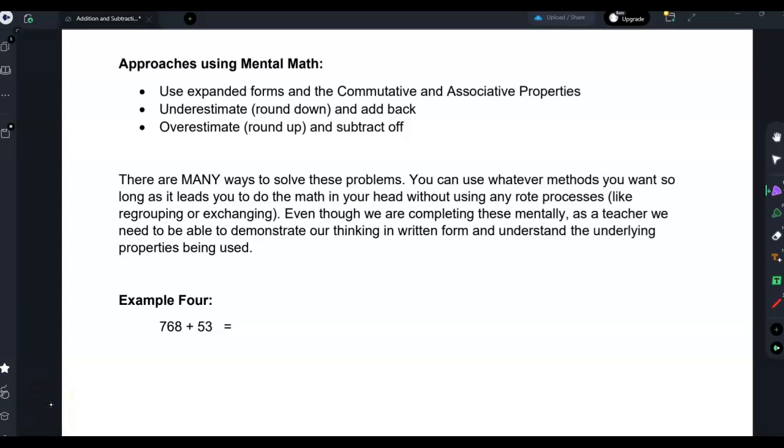So building students' mental math skills really builds their math fluency. This is a skill we want them to get. Yes, you'll have a calculator. You can do that. You've got a phone, so you've got a calculator anywhere you go. You can figure out sums and differences between numbers that way.